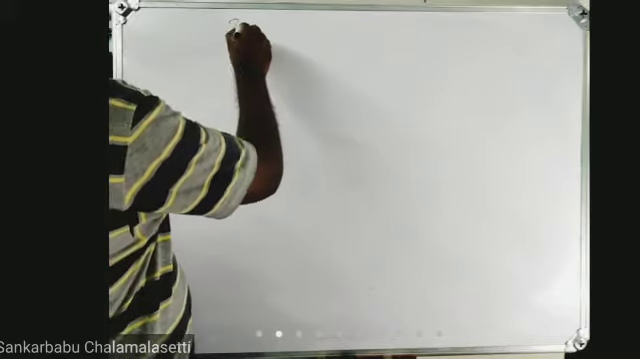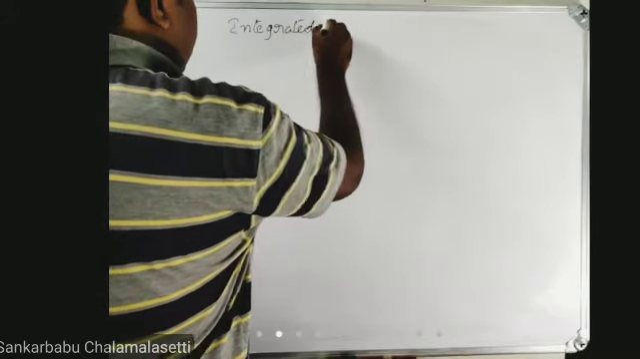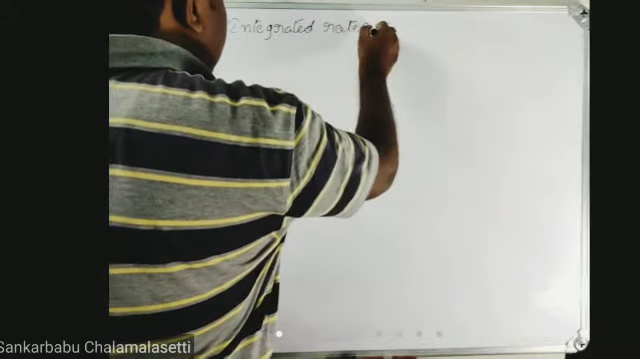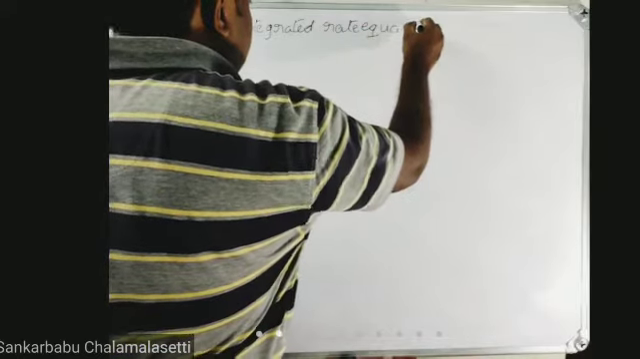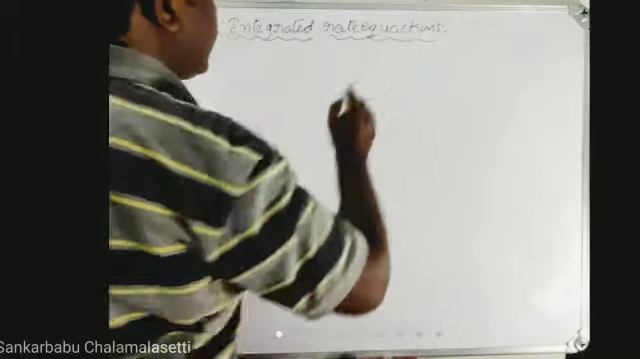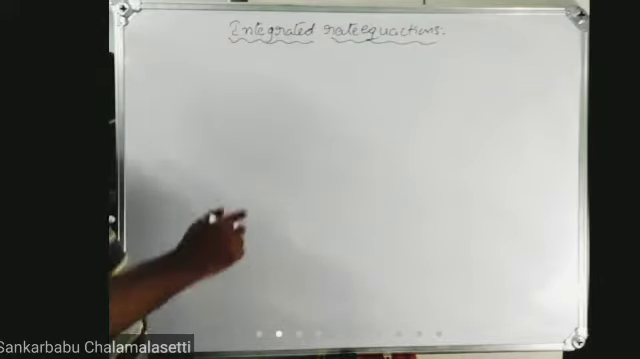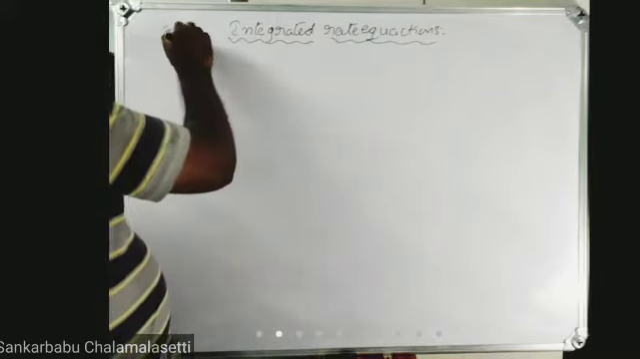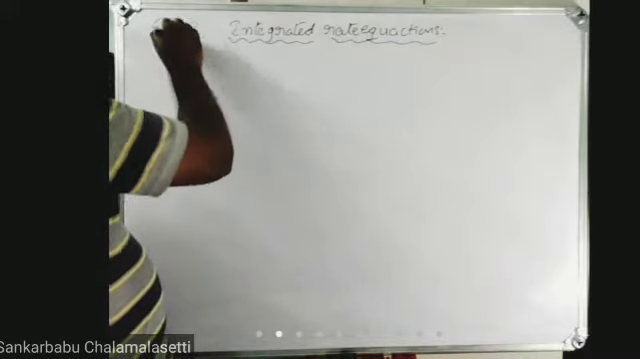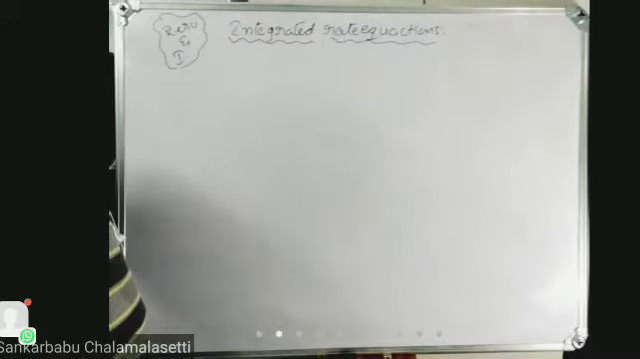So, integrated rate equation. Different order of the reactions are having different integrated rate equations, but in our portion we have only zero order and first order. For zero and first order we have derivations for integrated rate equation. Zero order and first order. What is integrated equation? Why are we studying this integrated equation?